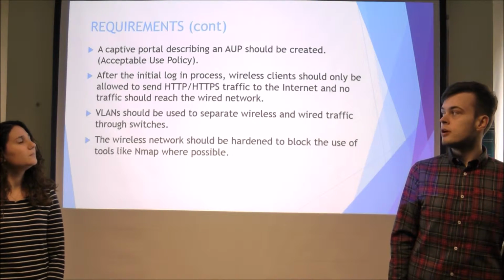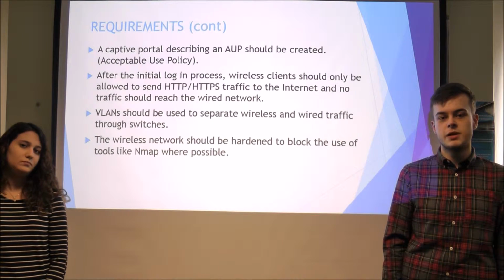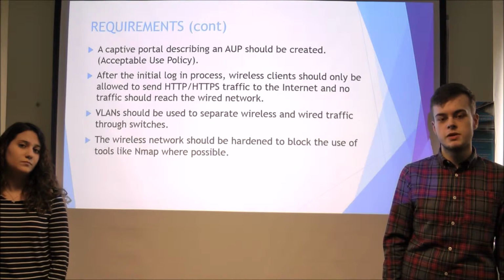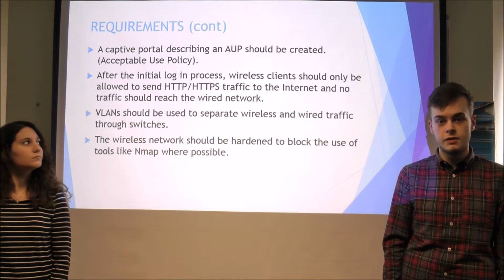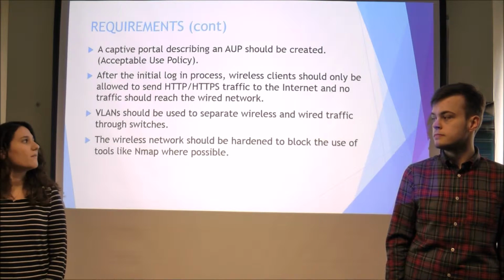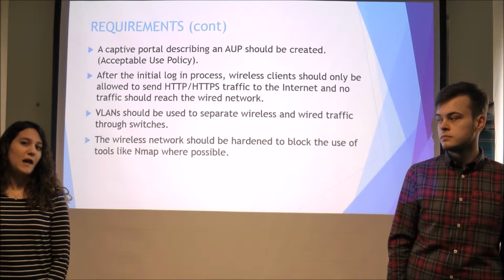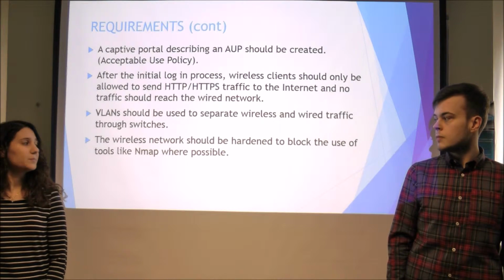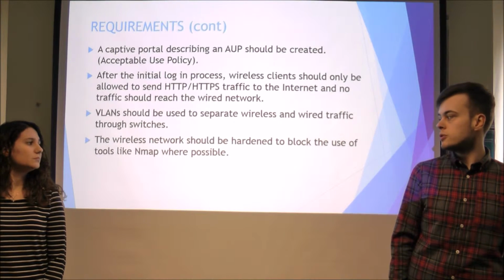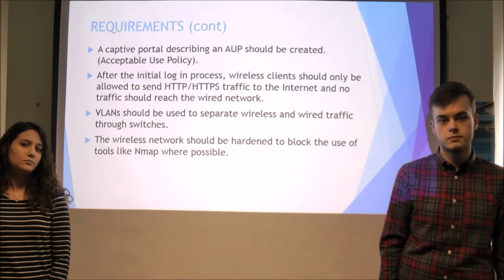And after the initial login process, wireless clients should only be allowed to send HTTP and HTTPS traffic across the network, with the exception of receiving a DHCP address from the server and making use of the RADIUS server for the PEAP login. Another requirement was that VLANs should be used to separate wireless and wired traffic. For this, we used a layer 3 switch. And the final requirement is that the wireless network should be hardened where possible to block the use of tools like Nmap. This is for security reasons.